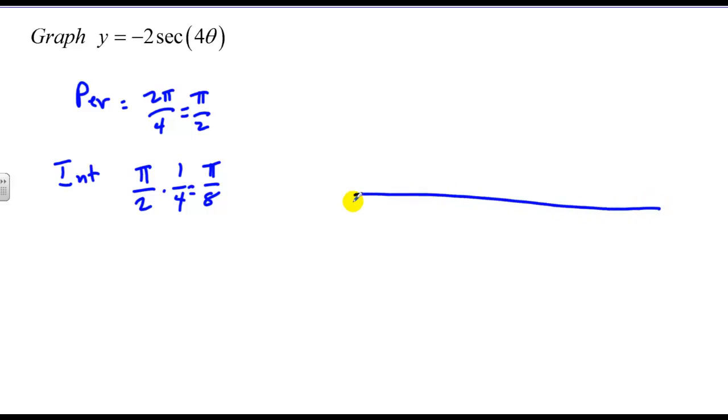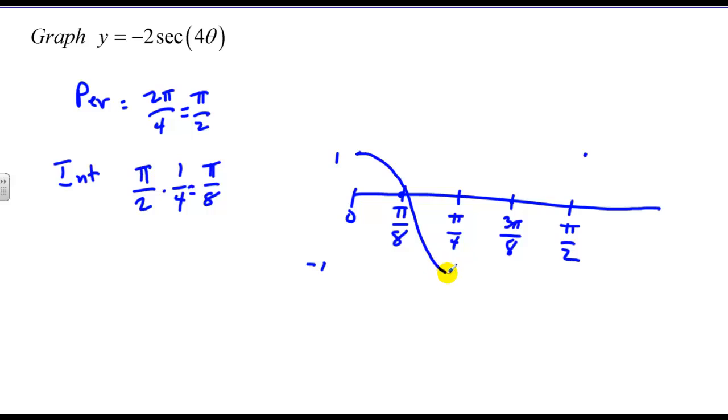So once again, here's 0, pi over 8, pi over 4, 3 pi over 8, and pi over 2. I'm going to graph cosine to begin with. So this will be 1, negative 1. Here's cosine. General graph of that. But you'll notice I have to find the reciprocal of this guy.